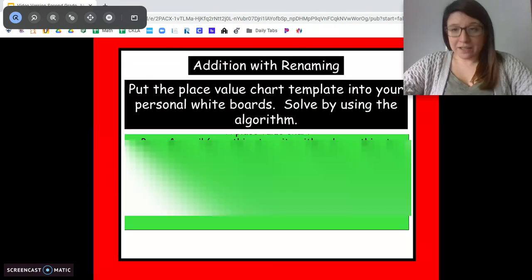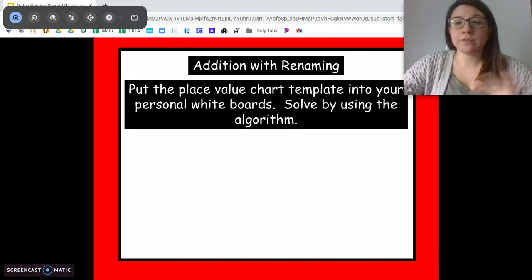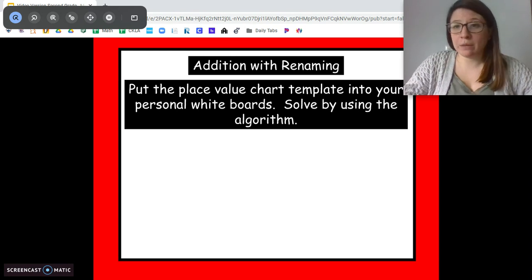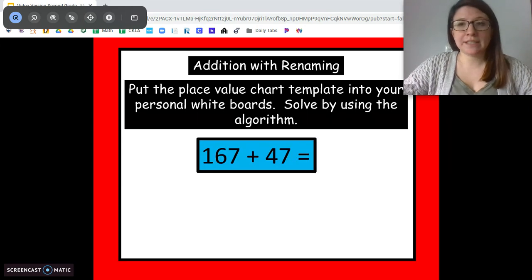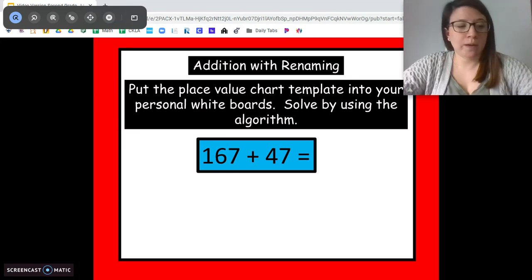Okay, we're going to start today like we did yesterday by practicing our addition. Again, you can use the place value chart or you can just use the algorithm. Either way, doesn't matter to me, whatever you're more comfortable with. Just make sure you show your work to solve. So your first problem today is going to be 167 plus 47. So go ahead, pause the video, and solve it in the way that works best for you.